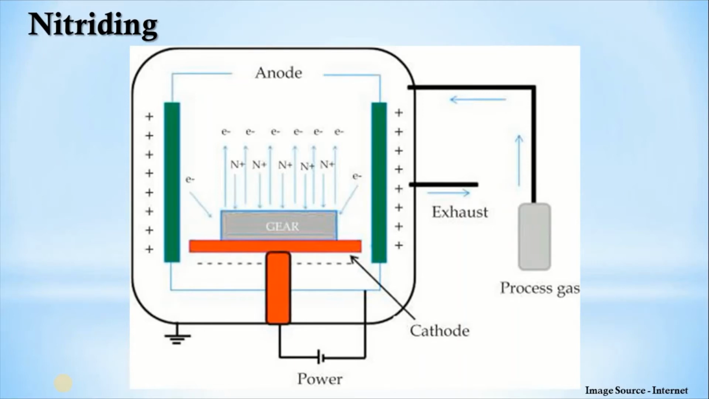Nitriding is a surface hardening process where atomic nitrogen is introduced into the surface of a ferrous alloy. There are several different nitriding processes such as gas, plasma and salt, but nitriding can be used for the case hardening process.